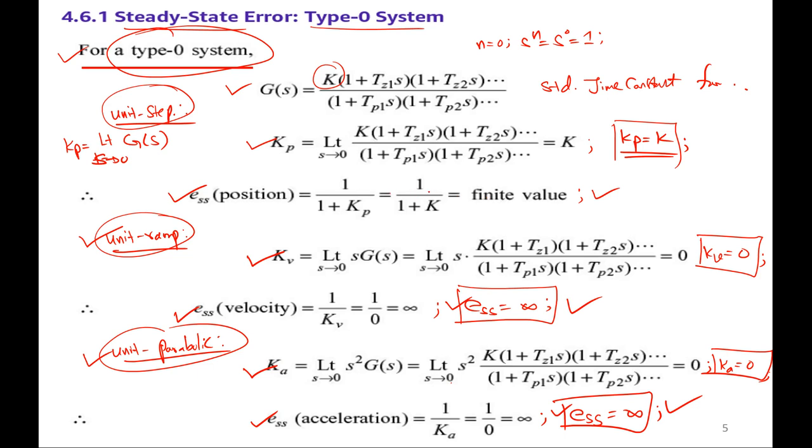It depends on the system gain, 1 divided by 1 plus k. It depends on the system gain, right? If I increase the system gain, I can decrease this steady state error. I hope you are getting it, right? So the same analysis we will see for type 1 system and type 2 system.